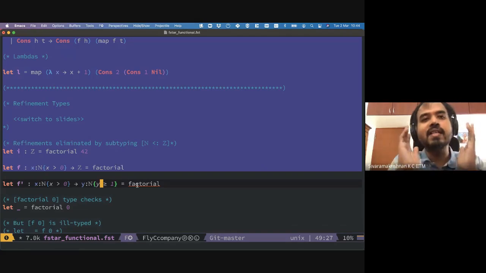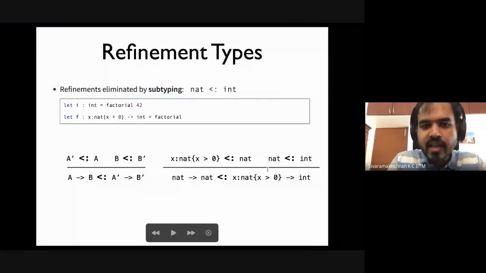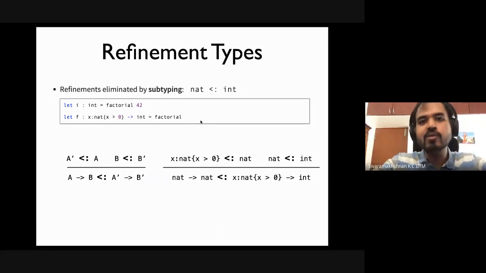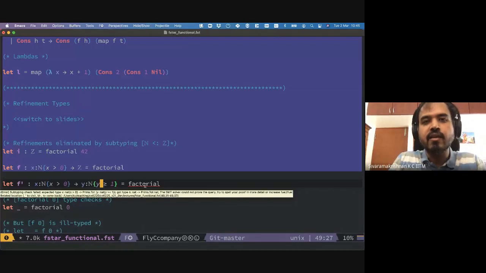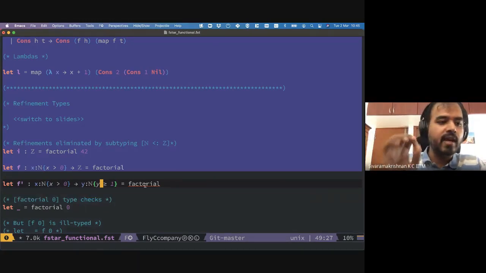But what information does it have currently? If you just think about that question, the only information that it has is that factorial is a NAT to a NAT. It doesn't know anything about the implementation of factorial. It only knows about the types of the functions. So it's not going ahead and looking into what the factorial definition is. And that is why it is not able to prove that this is true, and hence it doesn't type check. Does it make sense, Deepali? Yes, sir.